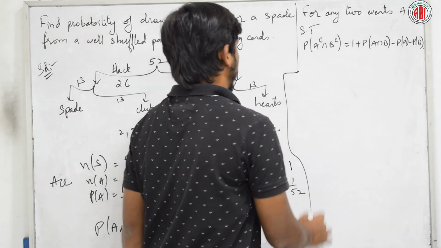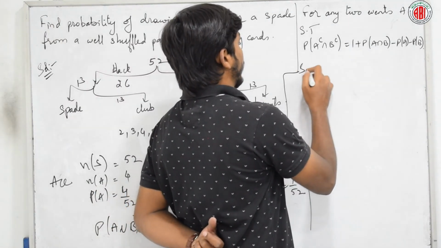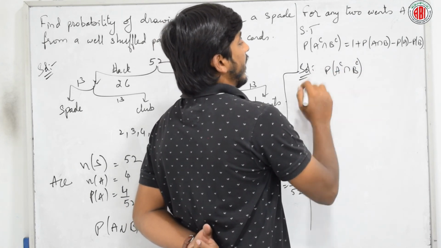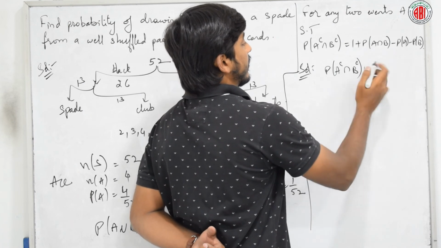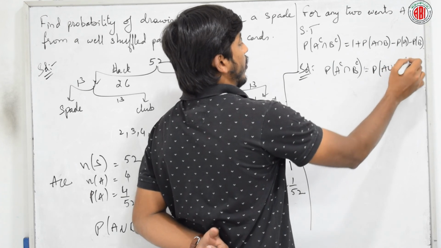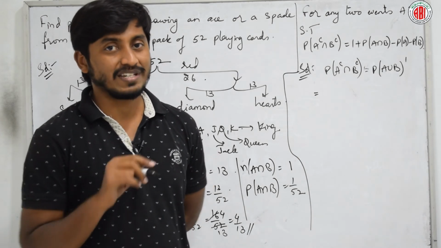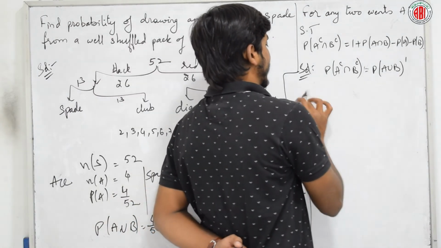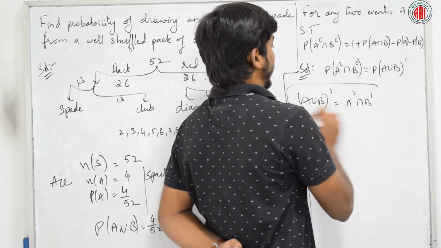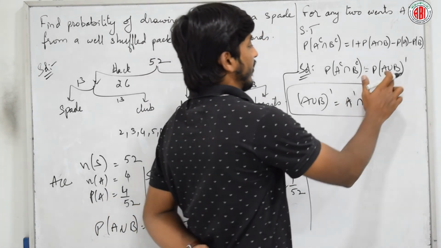Did you understand? Now look at the next theoretical kind of question. This is A complement intersection B complement. What is this? Can I write this as P of A union B whole complement, right? By De Morgan's law. You should remember this. You would have studied in your 10th class, but remember this formula. A union B whole complement is equal to A complement intersection B complement. This is De Morgan's law. Clear? So by that formula I have written like this.